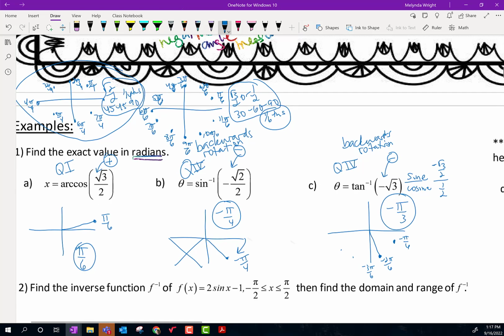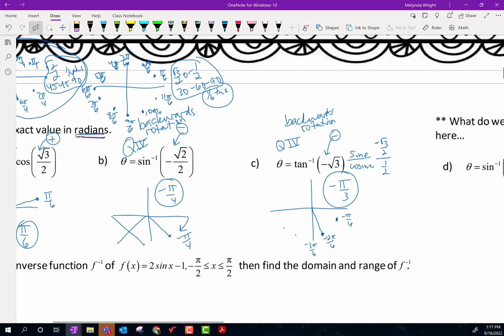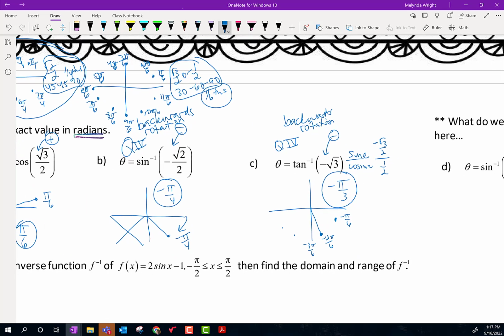Okay, a good question. Let's think about our complex fractions. I have root 3 over 2 over 1/2. If I fix that, that's root 3 over 2 times 2 over 1. The 2's go away, and I'm left with root 3, which is what I have right here. That's why I knew that the sine had to be the root 3 over 2, and the cosine had to be the 1/2.